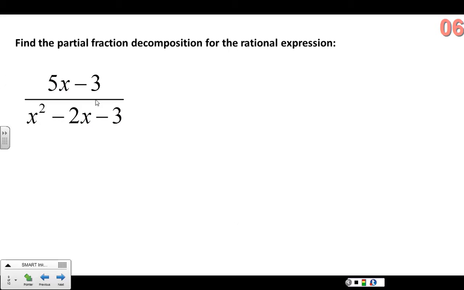I have another proper fraction here. Notice that my numerator is of lesser degree than my denominator, but the denominator is not in a factored form, so I need to try to factor it if I can. Two numbers that multiply to give me negative 3 but add to give me negative 2. I believe I can factor this one. x minus 3 and x plus 1. Okay, so we have two distinct linear factors on bottom.